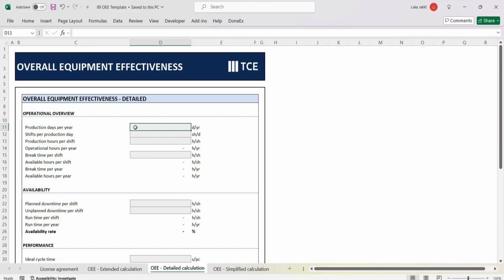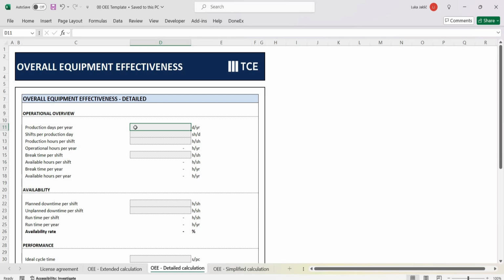Today we are going to learn how to calculate overall equipment effectiveness, or OEE. To understand overall equipment effectiveness, let's walk through a detailed case study based on a hypothetical production scenario. First, we need to establish the basic operational parameters.